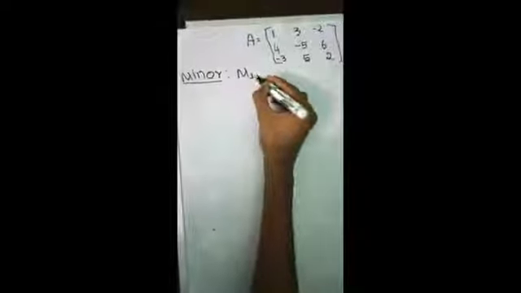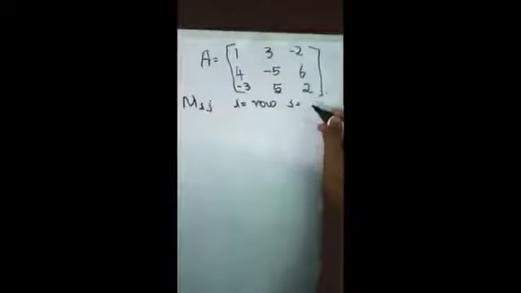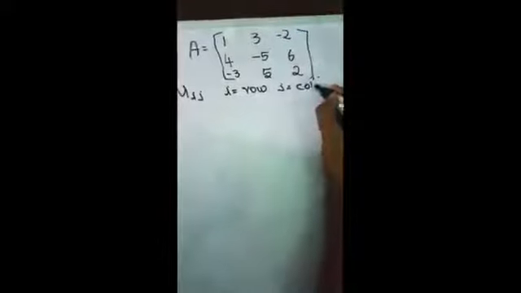Okay, what is a minor? Minor is denoted by Mij. I is called the row, and J is the column.